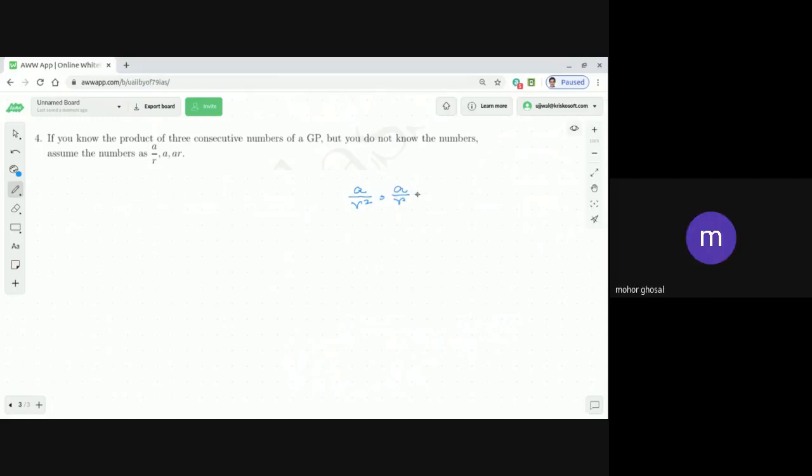A and AR. There is nothing wrong in choosing these numbers, but unfortunately, if you multiply all these numbers, then you will not get rid of R. So you will again land up with 2 unknowns in the product, A and R. It will be A power 4 by R square.